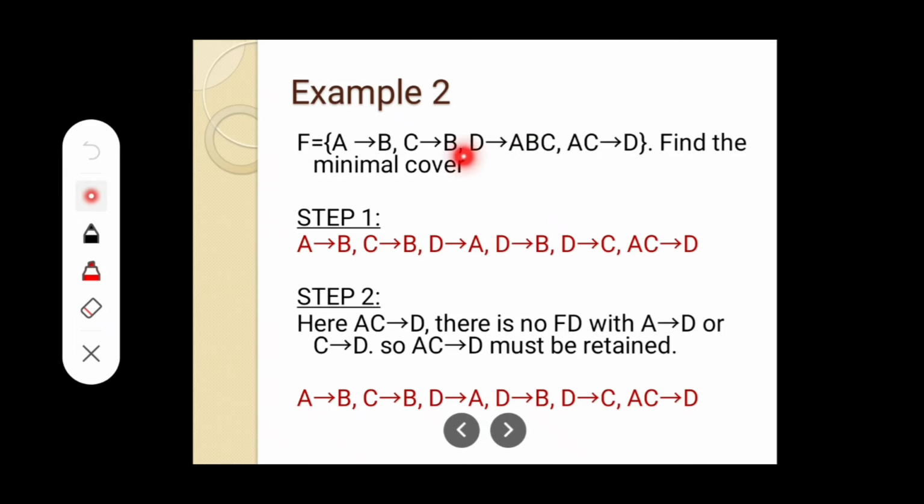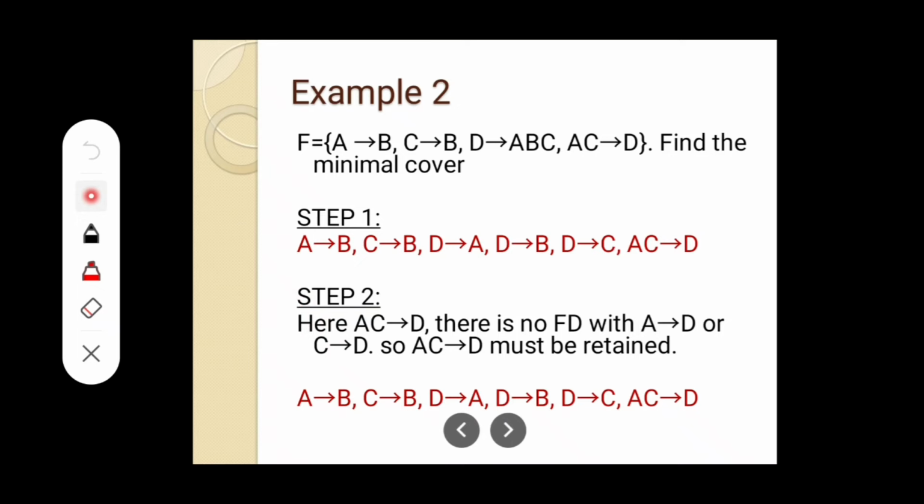D determines ABC can be written as D determines A, that is one functional dependency. D determines B, that is another one. D determines C, that is another one. So: A determines B, C determines B, D determines A, D determines B, D determines C. So this is the first step. Now AC determines D is copied here. So this is the result after step 1. Clear? Next is step 2.